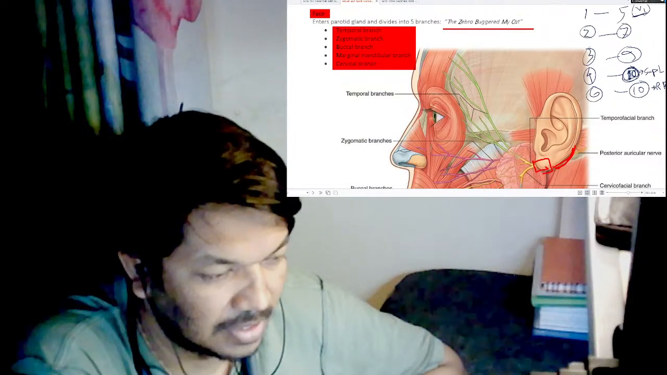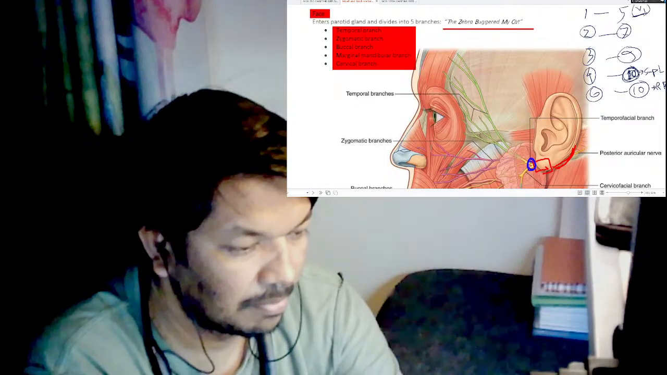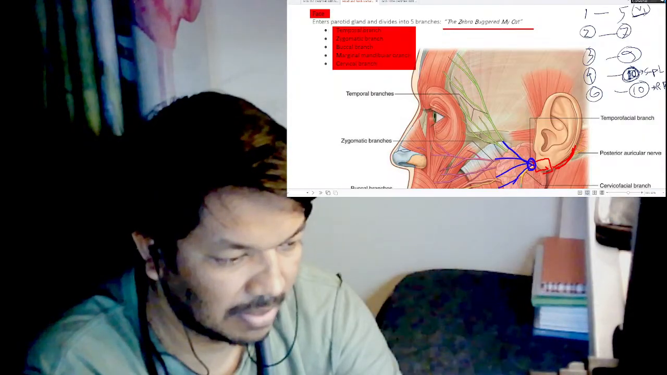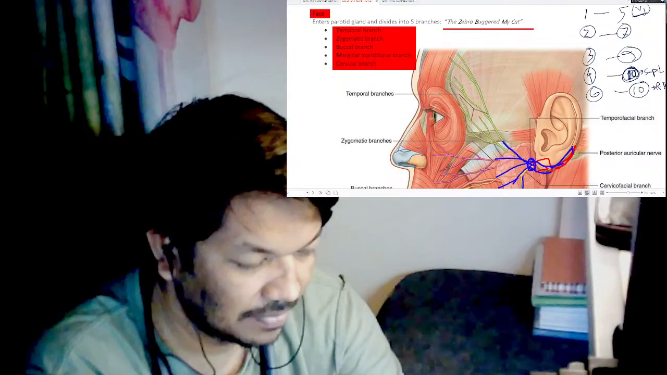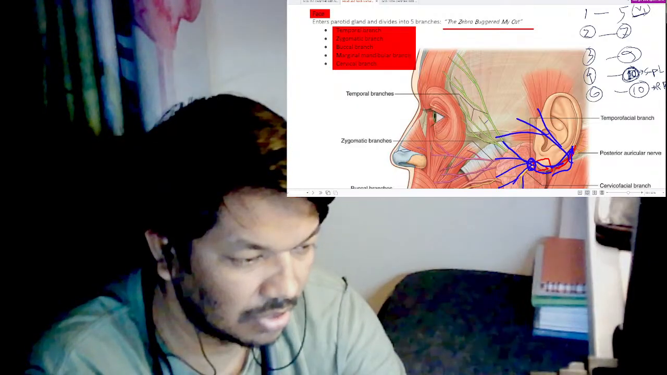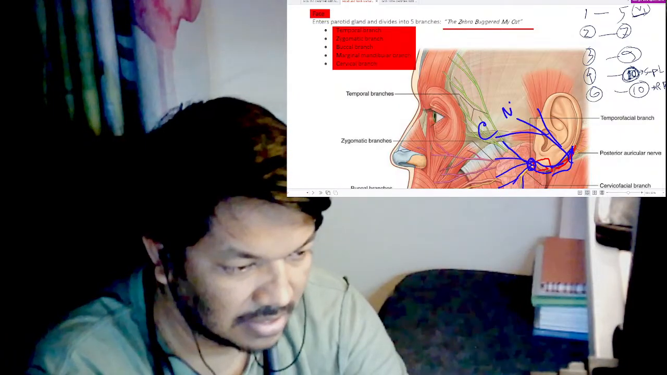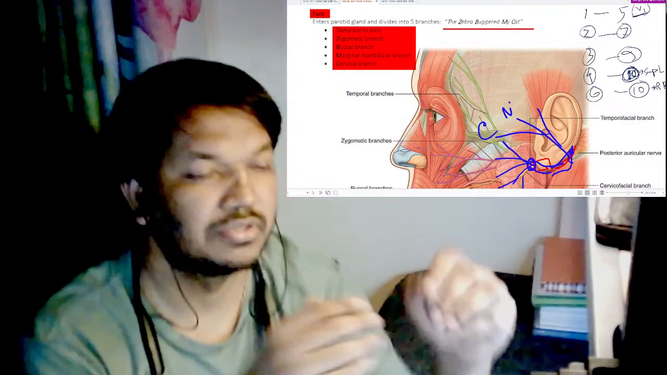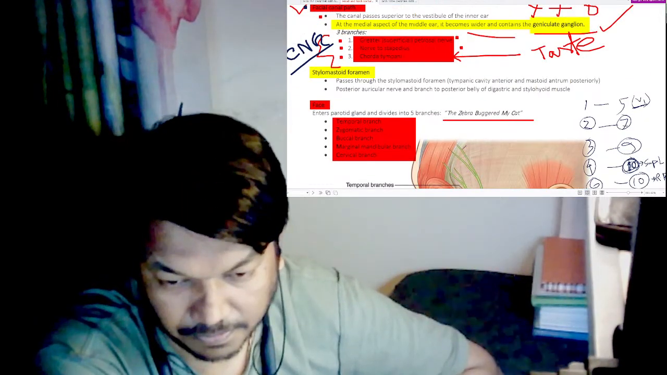So here you can see the main thing. This is in the parotid gland. After the parotid gland, it divides into 1, 2, 3, 4, 5 branches. Before coming to the parotid gland, in the facial canal, it gives another three branches. Those three branches are C, N, G. C is for chorda tympani, N for nerve to stapedius in the inner ear, and G for greater petrosal nerve.